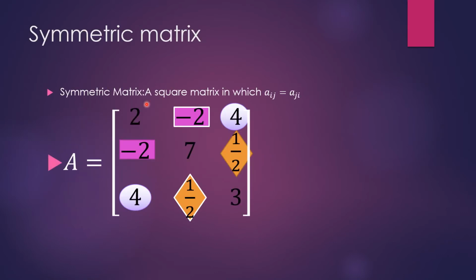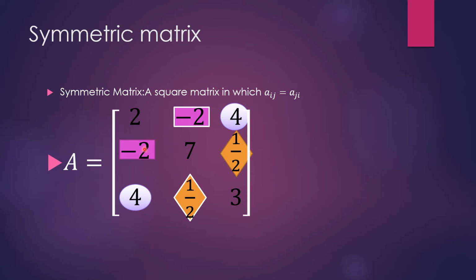Let us talk about now symmetric matrix. A square matrix in which the aijth element is equal to the ajith element. Now what do you mean by this? Say this is A11, this is A12. So row number is 1, column number is 2. If I talk about this minus 2, here row number is 2, column number is 1. That is, row and column numbers have been interchanged.